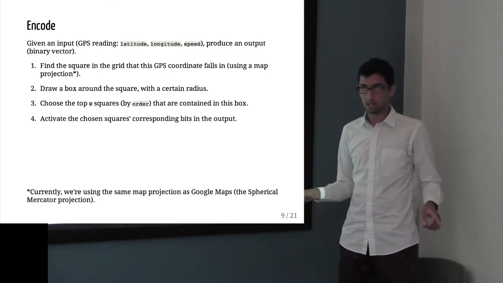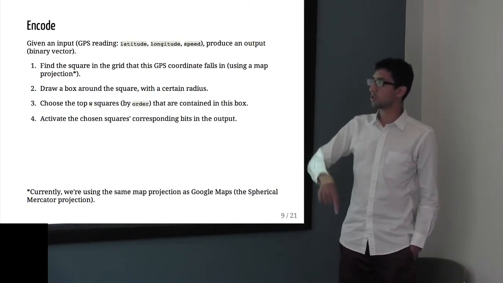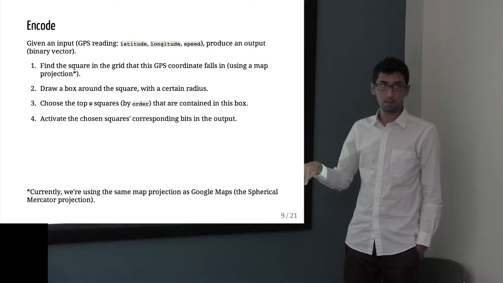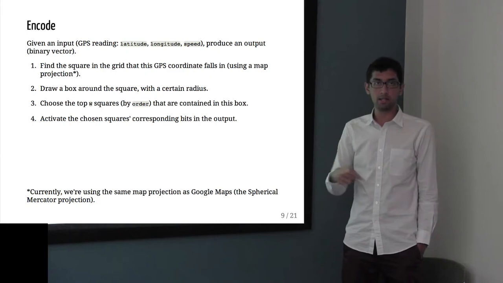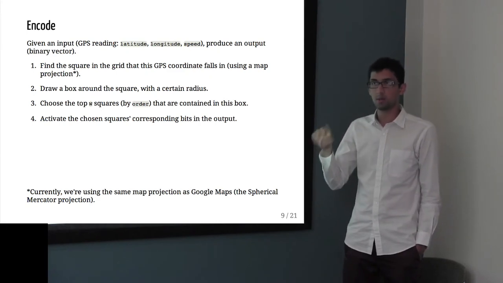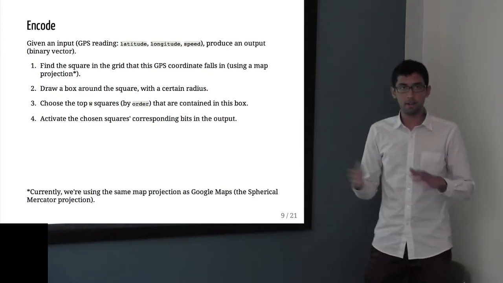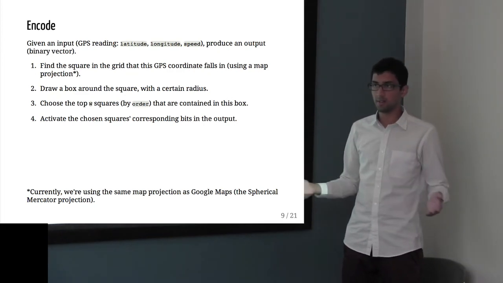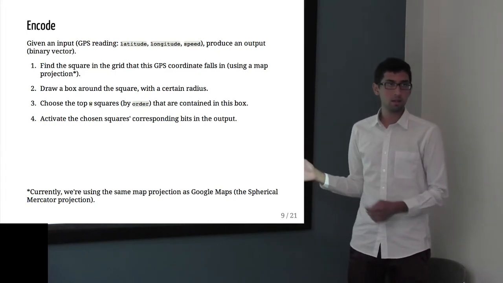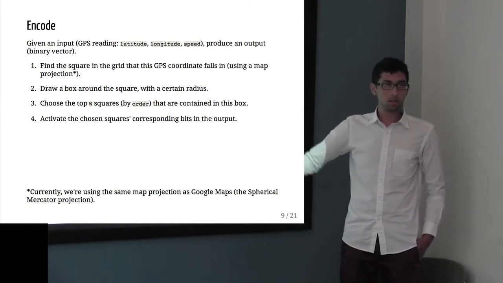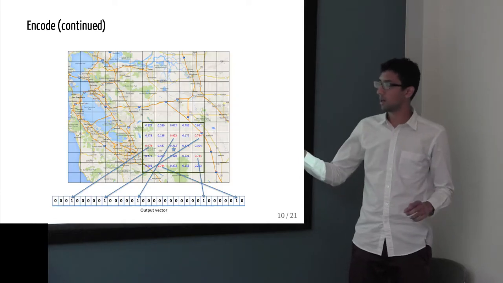So if you have a 2,000 bit vector, and you want 40 of them to be active, then you draw a box around the square and you pick the top 40 squares. And you activate the corresponding bits for those squares. For those winner squares, the ones that have the highest order, those squares get their bits activated. And then at the end of it, you have a binary vector with 40 active bits, corresponding to the top 40 squares.